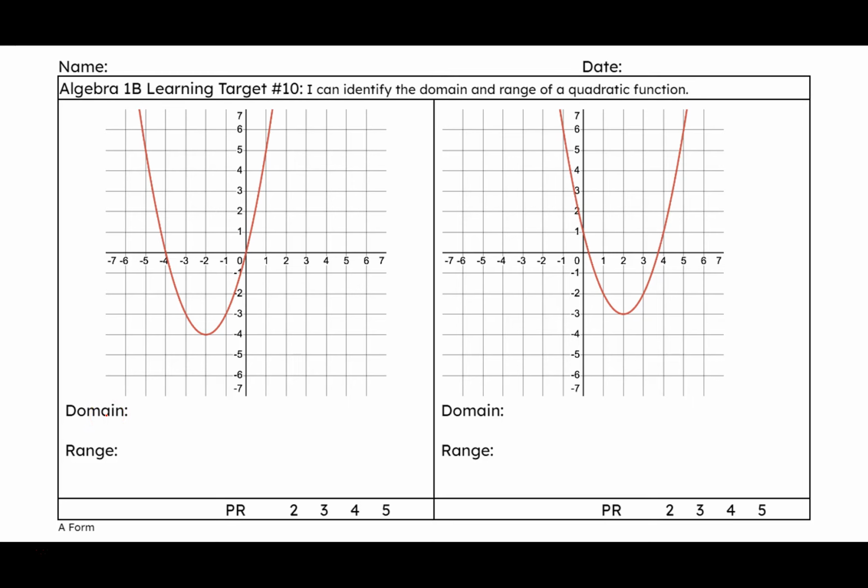Now for quadratic or parabolic functions, that's that U shape that kind of turns around and starts going back in the other direction. Note that they do extend forever in this one direction on both of these sides, even though it might not show it on the graph. So that's something to consider.